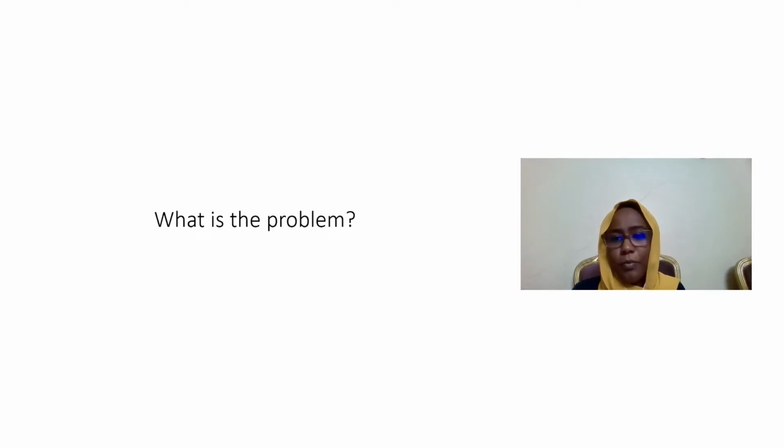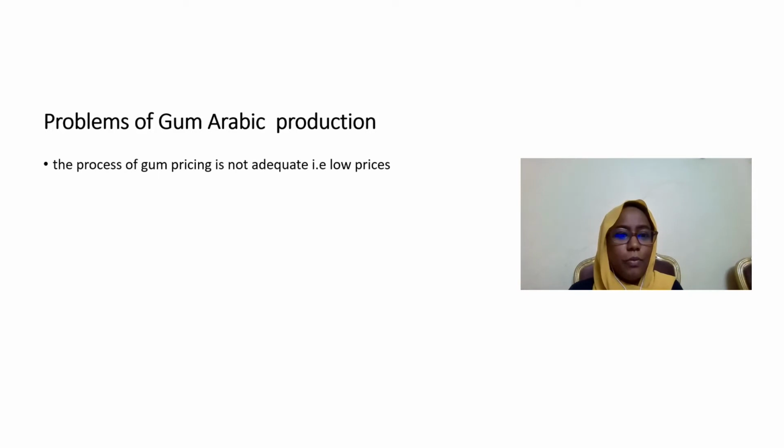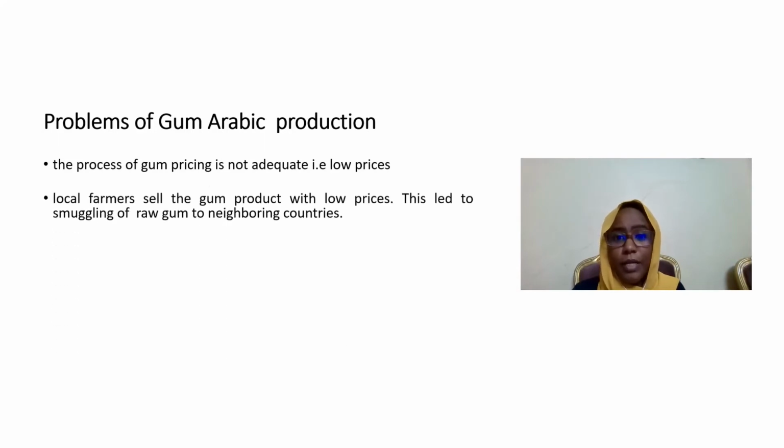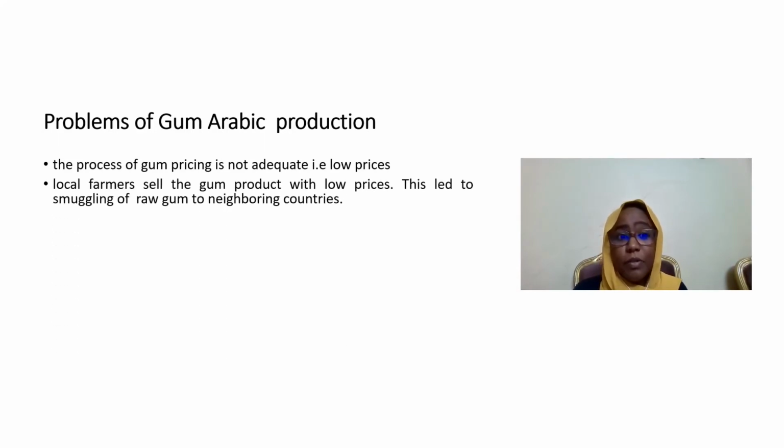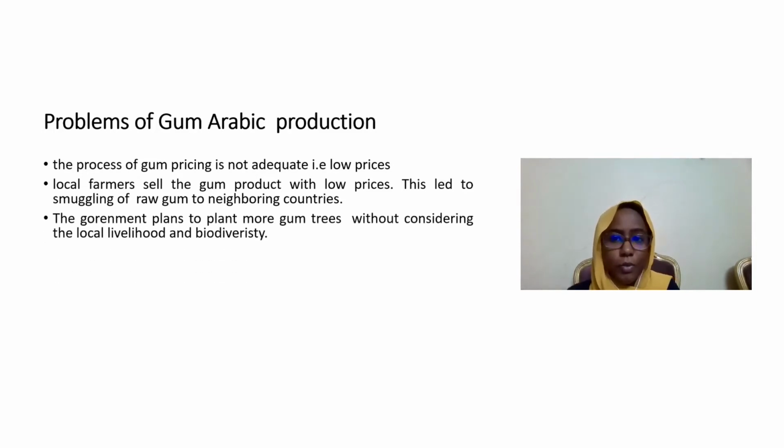So what is the problem? What are we here today to know about sustainability and development? One of the problems is that the process of gum pricing is not adequate. For example, the local farmer sells the gum product at low prices. This leads to smuggling of raw gum to neighboring countries. That's why the statistics show a low percentage for Sudan, 60%, but as I said earlier, it is much higher. And also the government plans to plant more gum trees without considering local livelihood and biodiversity.